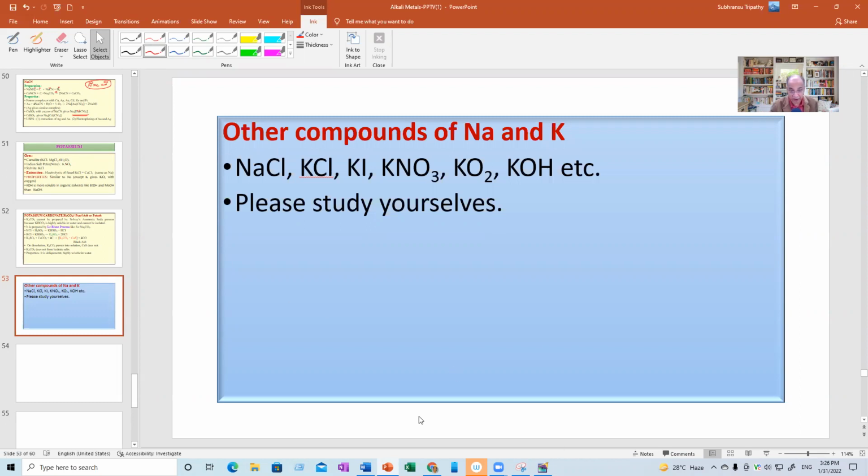So I think it has already been 1.5 hours program, maybe very close to 1.5 hours. So we finish the alkali metal family, and in the next program, we'll be doing the alkaline earth metals family.